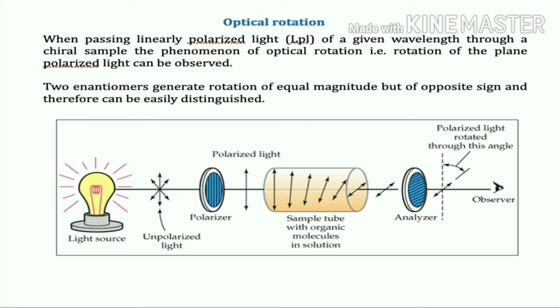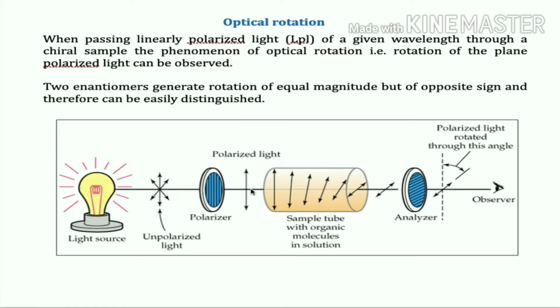Now optical rotation: what is optical rotation? When linearly polarized light of a given wavelength is passed through a chiral sample, the phenomenon of optical rotation, that is rotation of plane polarized light, can be observed. Suppose this is the light source. It gives unpolarized light, and whenever this unpolarized light is passed through a polarizer, it forms linearly polarized light.